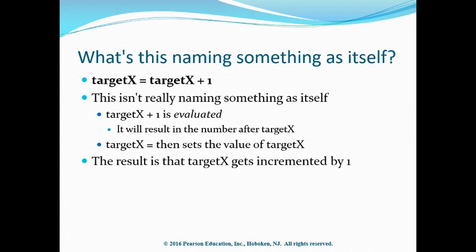So what's this, naming something as itself? Target x equals target x plus 1. This really isn't naming something as itself. Target x plus 1 is evaluated. It will result in the number after target x. Target x is then set to that value. The result is that target x gets incremented by 1.